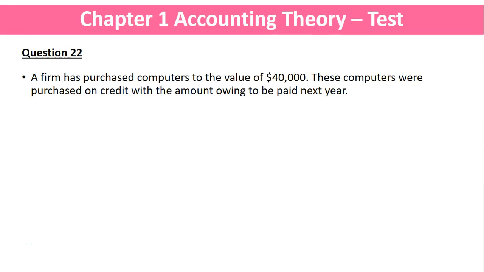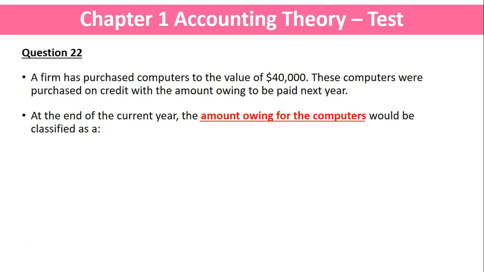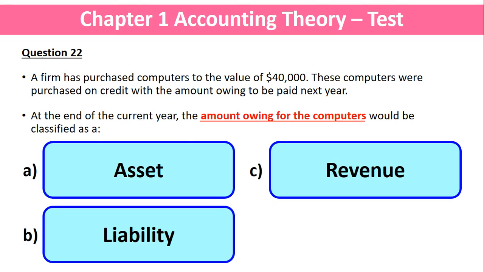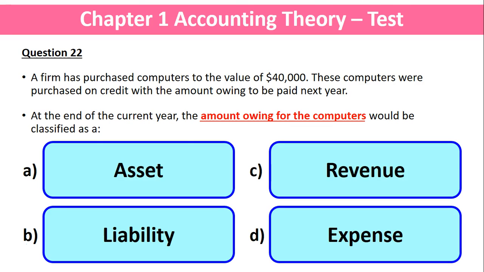Question 22. A firm has purchased computers to the value of $40,000. These computers were purchased on credit with the amount owing to be paid next year. At the end of the current year, the amount owing for the computers will be classified as A, an asset, B, a liability, C, revenue, or D, an expense. We're just looking at the amount owing for the computers, not the computers themselves.